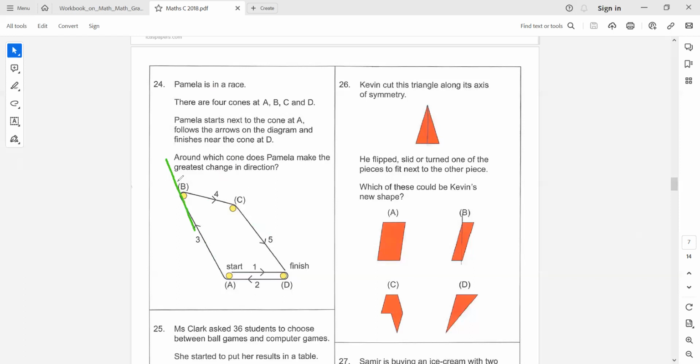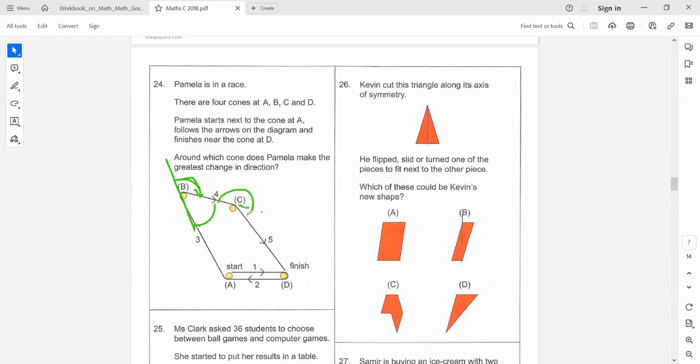Because this is the greatest angle, right? Because if you turn this way, the arrows go in the wrong direction, right? Then this is the greatest angle. Did you work it out like that, or how did you work it out? I looked at them, like, which angles? Yeah, I did kind of the same thing.